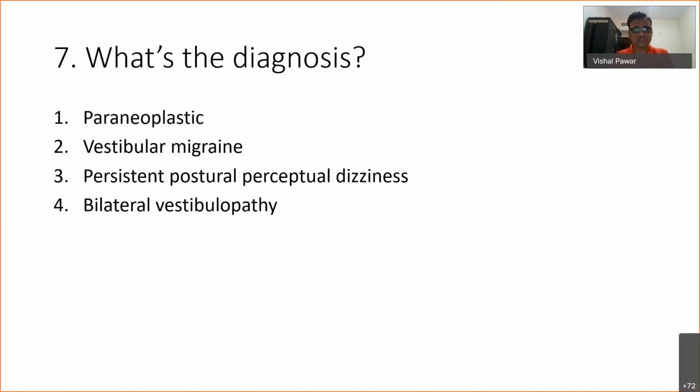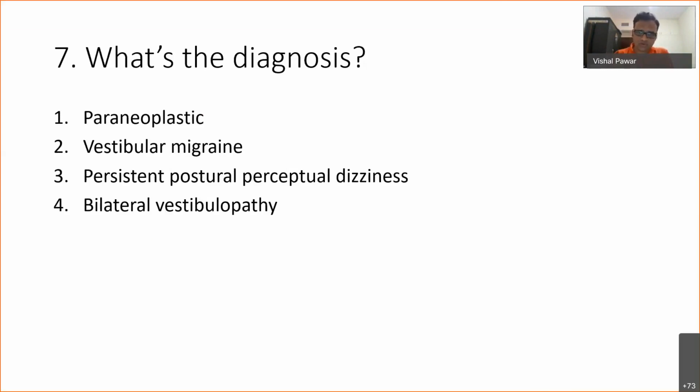So in this patient, what's the diagnosis? Paraneoplastic, vestibular migraine, persistent postural perceptual dizziness, or bilateral vestibulopathy? In this patient, as the examination was normal, the patient was having long-standing dizziness.